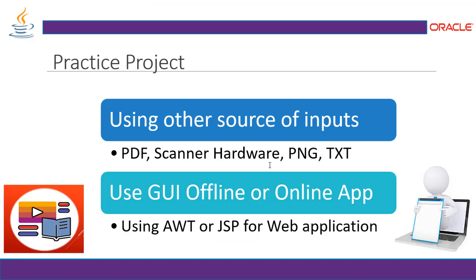This is a practice project; in an improvised version, you can use other sources of input. Since we have used JPG, you can use PDF, or scanning with hardware. There is hardware available which can scan the barcode. PNG files, text files, or there are so many ways you can get the source of input for these kinds of barcodes to read them.